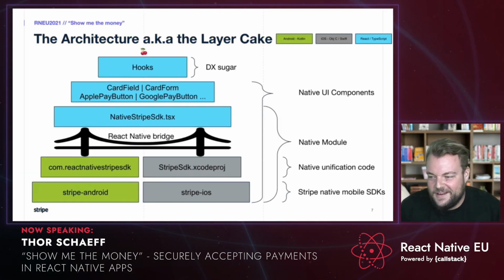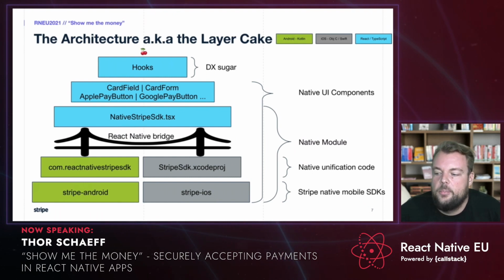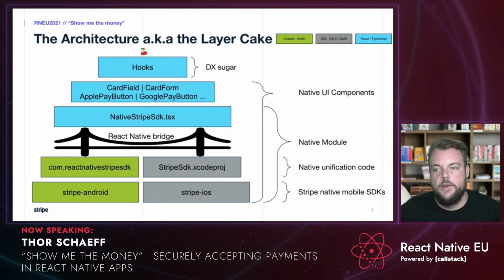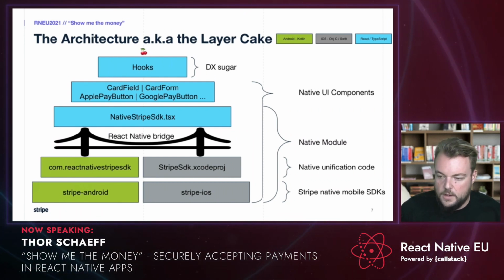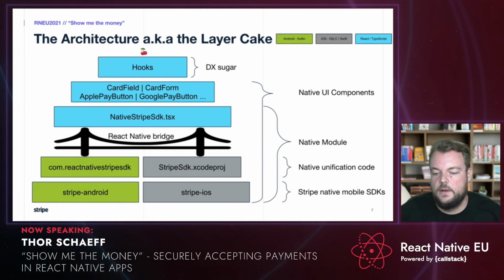And so now let's have a quick look at what I had drawn up. Definitely not as tasty, but here to recap. So the foundation layer are our native mobile SDKs. Then we have our native unification code and our native Stripe SDK TypeScript module that facilitates the communication over the React Native bridge. All of that put together is what we consider the native module. And then on top of that, we have some native UI components and our developer experience sugar, the hooks, the icing on the cake. Great, so now let's actually dig into these layers.